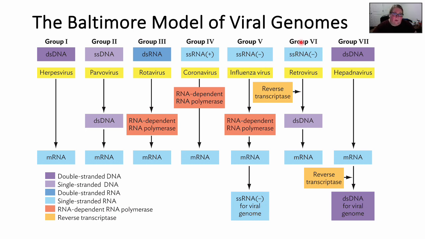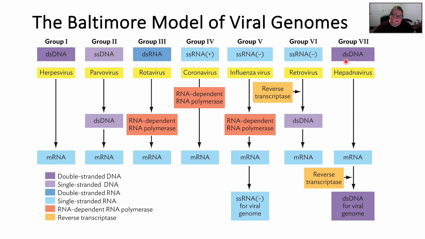Then we have group 6. These are our retroviruses. These are things like HIV. So they are negative sense single-stranded RNA. What's going to happen is we're going to use an enzyme called reverse transcriptase. It's going to take this single-stranded RNA and convert it to double-stranded DNA that is then converted to mRNA and used to make the proteins needed to build the virions.